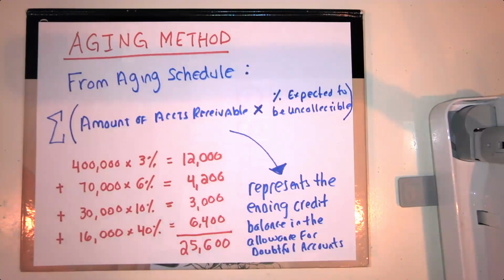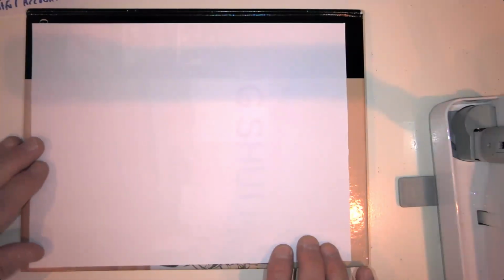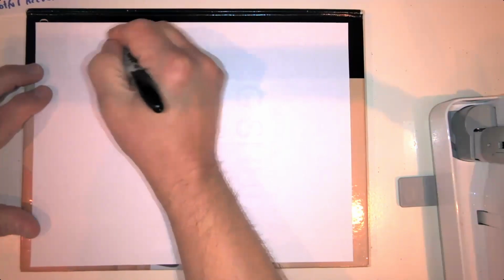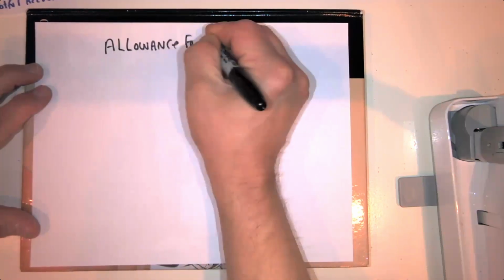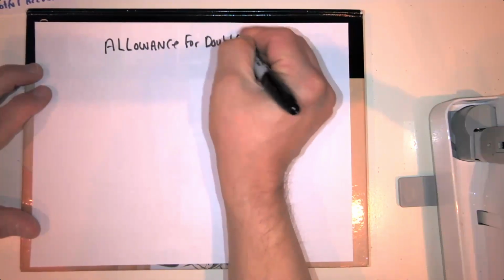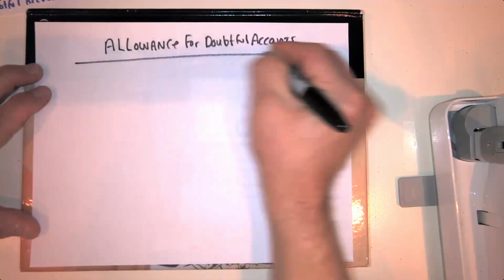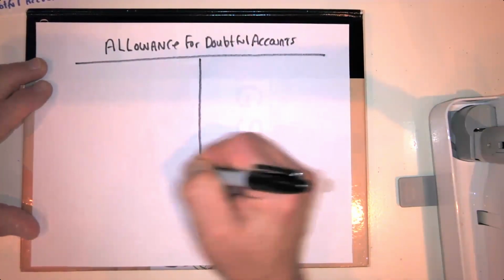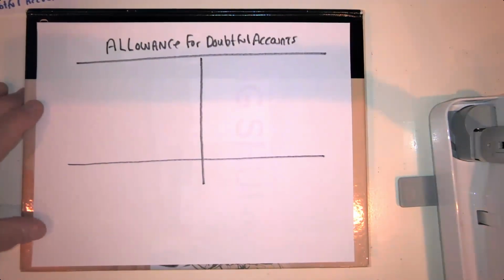In order to do the majority of our calculations, we need to have a T account. We need to be able to work with a T account for the allowance. So Casey, come on back. Let's do that. We'll set up a T account for the allowance for doubtful accounts. Casey, you tell me what numbers and where do they go in this T account?